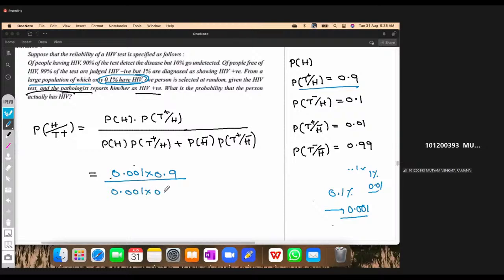0.001 into 0.9 plus H bar will be 0.999 into point H bar. Yes, you simplify this one. Okay. Right. This is 0.1%, so it's not 1%. Point not 1. 0.1 means it is 0.001.